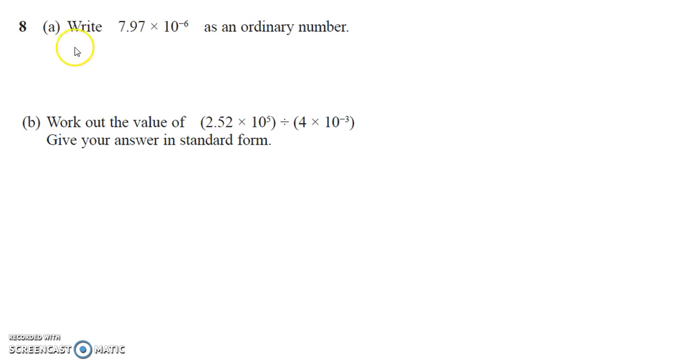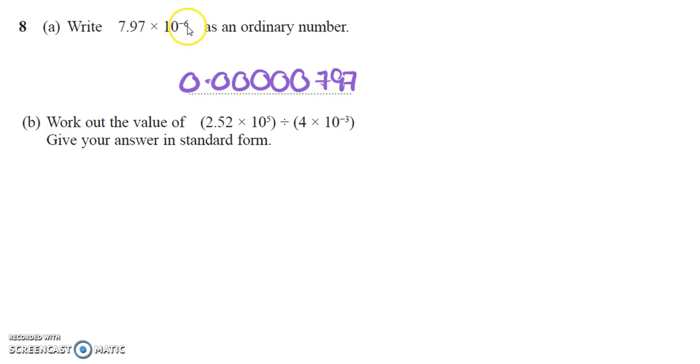Okay, right then, so first part, 7.97 times 10 to the minus 6. The minus 6 means we are going to be dividing this 7.97 by 10 6 times. Alright, we're dividing this number here by 10 6 times. Generally, students like to move the decimal place 6 places to the left. If you do that, you'll end up with this answer here.